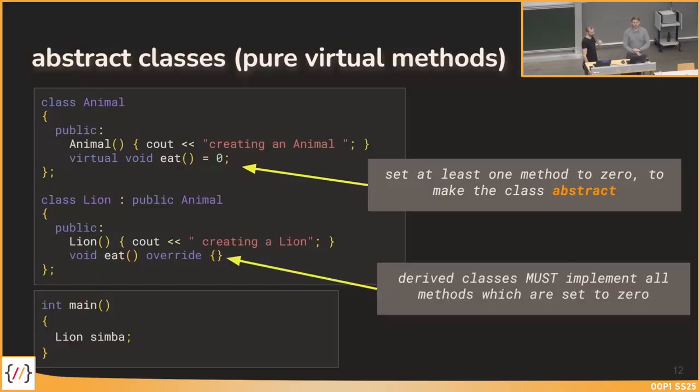But when we have an abstract class and we have one derived class or many derived classes, we must implement all the virtual methods which are set to 0. Otherwise, we wouldn't know what is the concrete behavior, the concrete implementation of this specific method in the derived class or classes. So whenever we have a virtual method that is set to 0, so a pure virtual method in the base class, we have to implement it in all the subclasses.